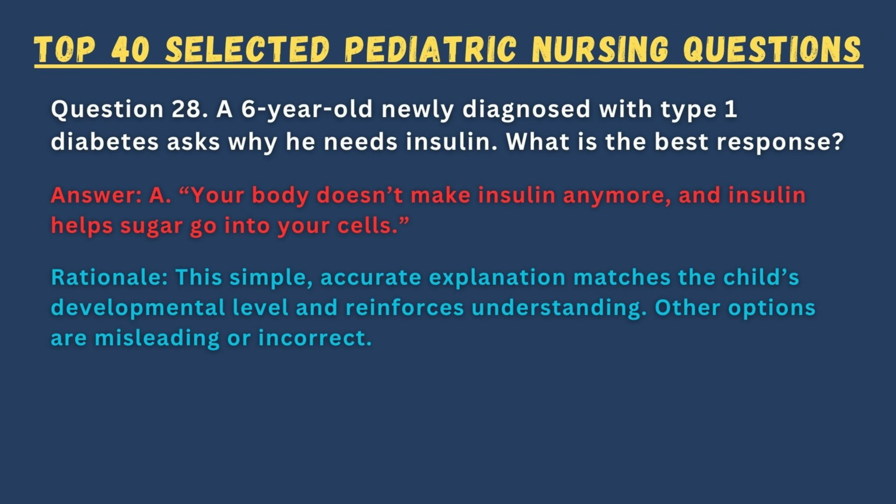Answer: A. Your body doesn't make insulin anymore, and insulin helps sugar go into your cells. Rationale: this simple, accurate explanation matches the child's developmental level and reinforces understanding. Other options are misleading or incorrect.